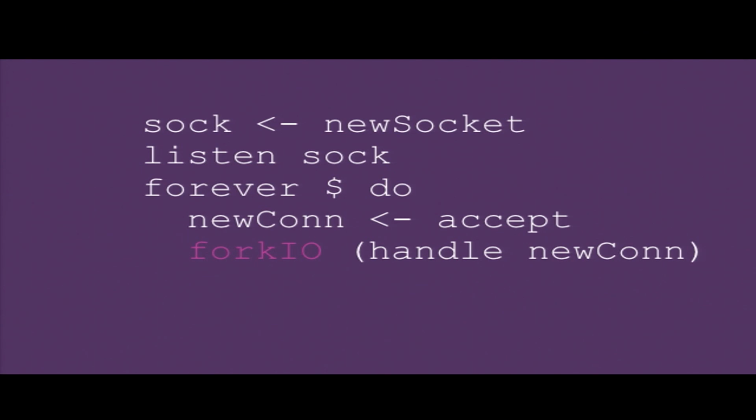And then this thread that we're in now is going to continue looping while this runs in a separate thread. And what's nice about this is we don't have to do any callbacks. We don't have callback spaghetti hell code. This thread that's running handle, all it has to do is concern itself with the single connection that it has. And this main loop only has to worry about accepting new connections.